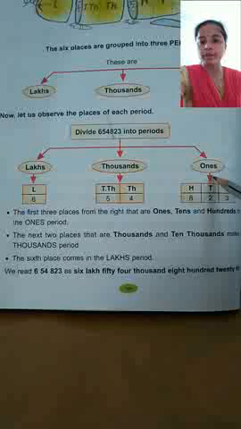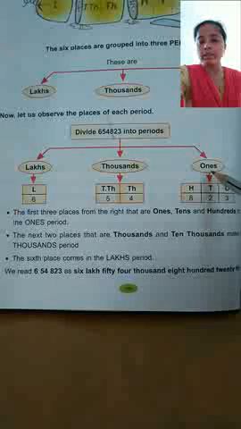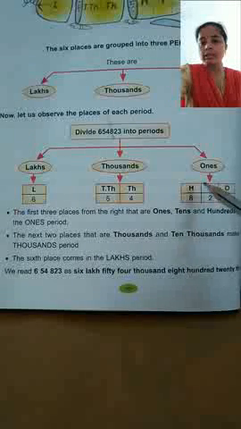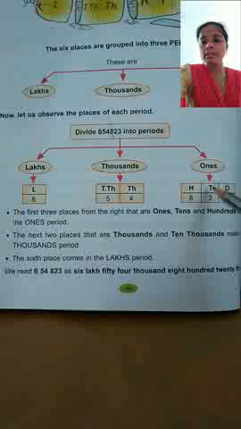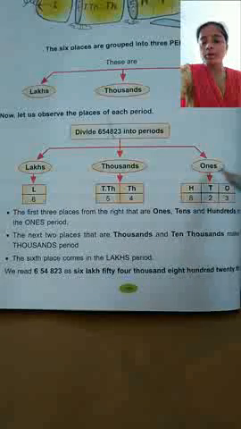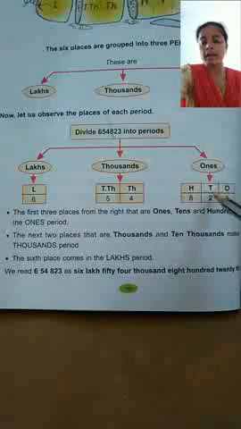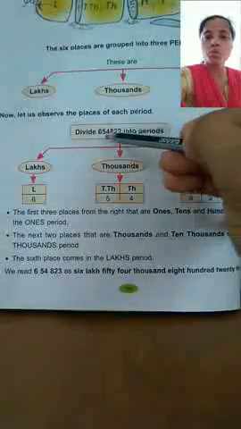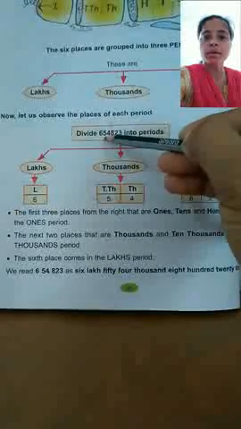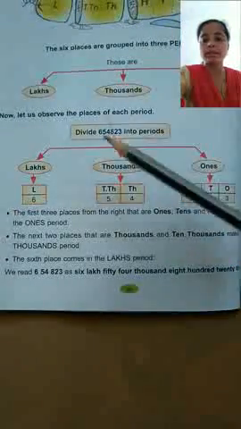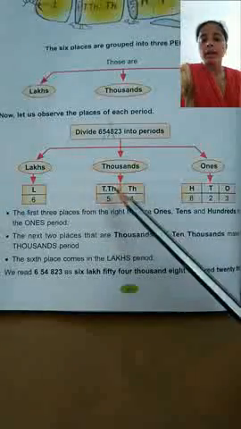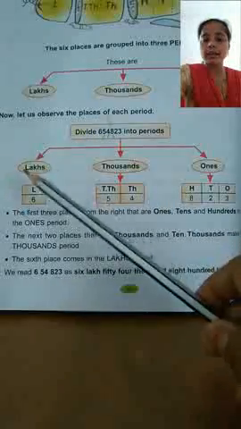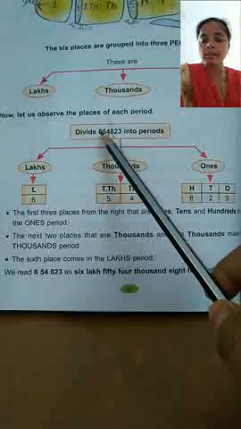Here you can clearly see that there is ones, there is tens, and there is 100. These ones, tens, and 100 are grouped together, and the name of that group is ones. Similarly, in the same way, this 4, that is in the 1000 position, and this 5, that is in the 10,000 place, are grouped together, and the name of that group is 1000. And again here this 6 is lakh.